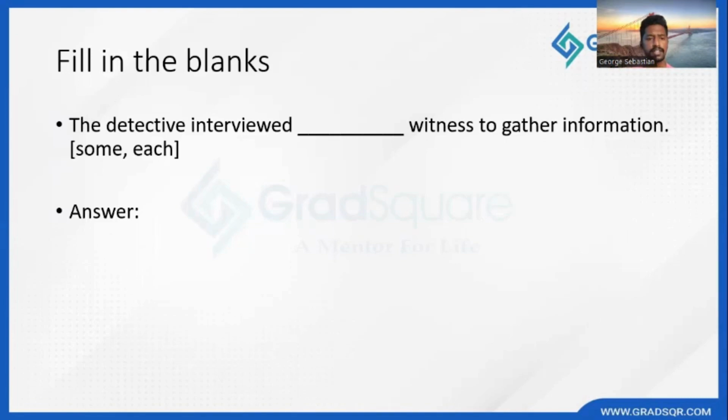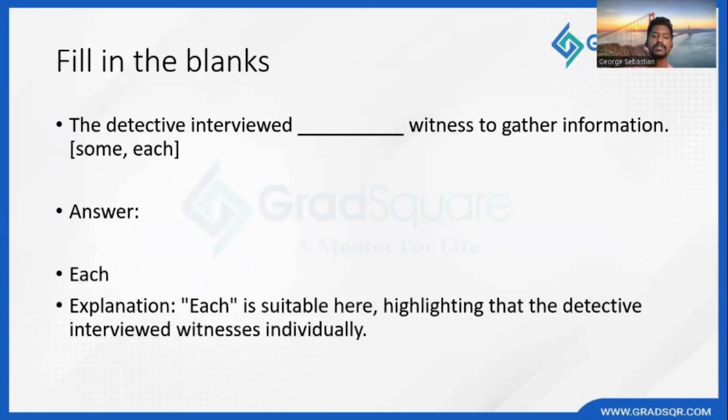So here is a very easy fill in the blanks. It says, the detective interviewed dash witness to gather information. And in the bracket, we have the words some and each, and we have to choose the most appropriate one. Here it is very easy because the word will be each, because the sentence says the detective interviewed each witness to gather information, right?